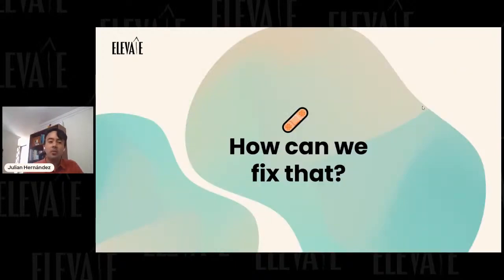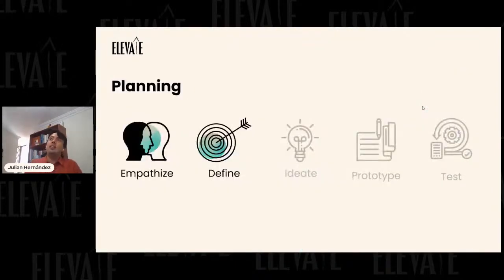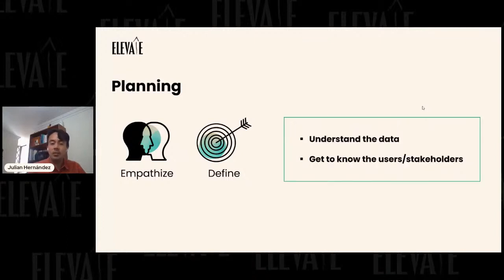But then, how can we fix that? Well, here is when we start using the design thinking part. We move into what we're going to group into the planning section, which is empathize and define. This is mainly asking questions. So you have to understand the data. That's a given. To really make anything work with data, you have to understand the data you're working with first, and then get to know your users, stakeholders.